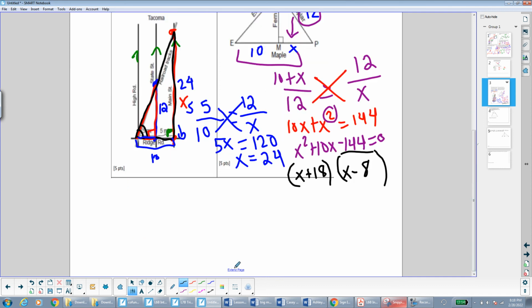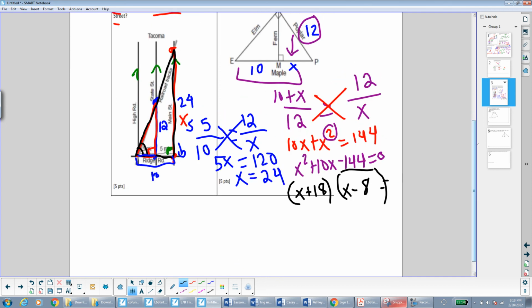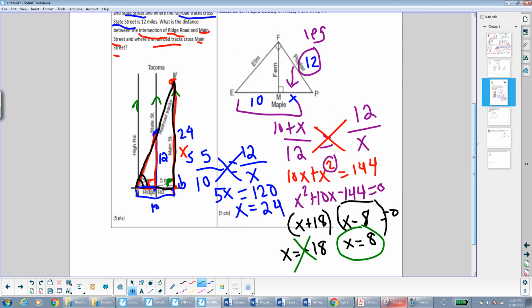So if we solve this quadratic equation, x plus 18, if we subtract 18 on both sides, we have x is equal to negative 18. Remember, you change the signs. x minus 8. When we solve that equation, we have x is equal to 8. Since we're working with a real-life situation with triangles, it doesn't make sense that a side length would be negative. So we always reject the negative in geometry, and we go with the positive value. So the x value that we're looking for, which represents the distance from M to P, would be 8.